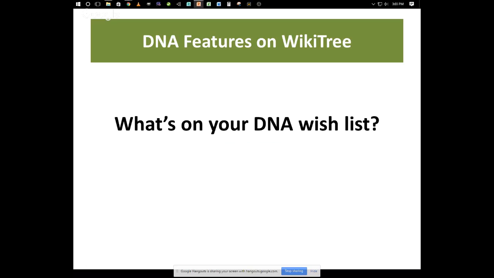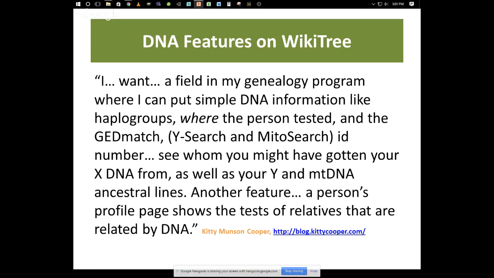So what's on your DNA wish list? This is for Kitty Cooper, from her blog. And she says, and this is paraphrasing, I want a field in my genealogy program where I can put simple DNA information like haplogroups, where the person tested, and the GED match, as well as the Y-search and mitosearch IDs, and see whom you might have gotten your X-DNA from, as well as your Y and your mitochondrial DNA through your ancestral lines. Another feature, a person's profile page that shows the tests of relatives that are related by DNA.